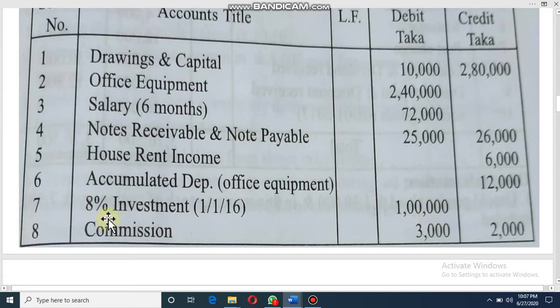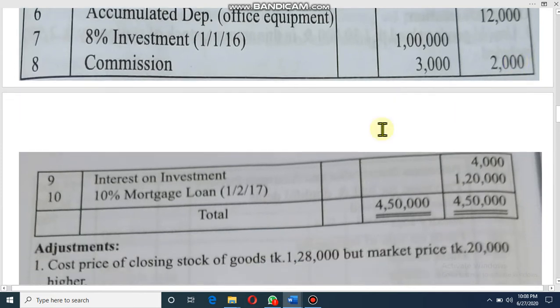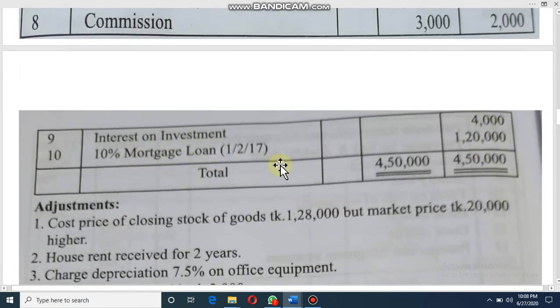1 lakh into 8%. That means 1 lakh into 8 divided by 100. Then it will be interest on investment. And commission received 2,000. This is also another income. And interest on investment, earlier I have told you this is income. And 10% mortgage loan, the interest of this one will be the expenditure.